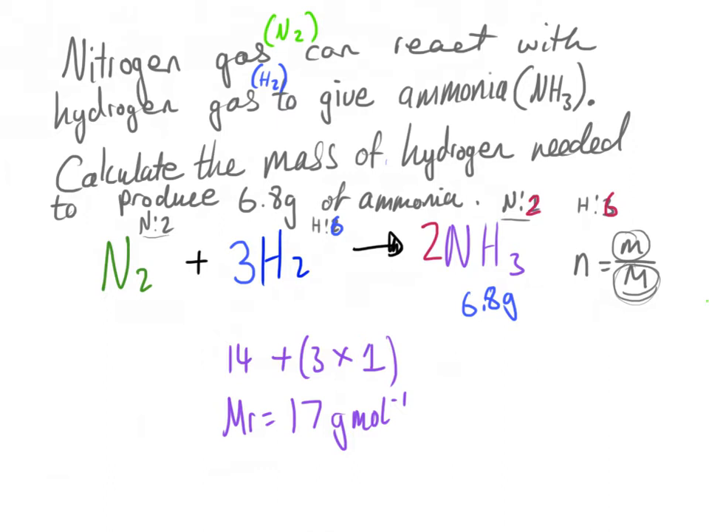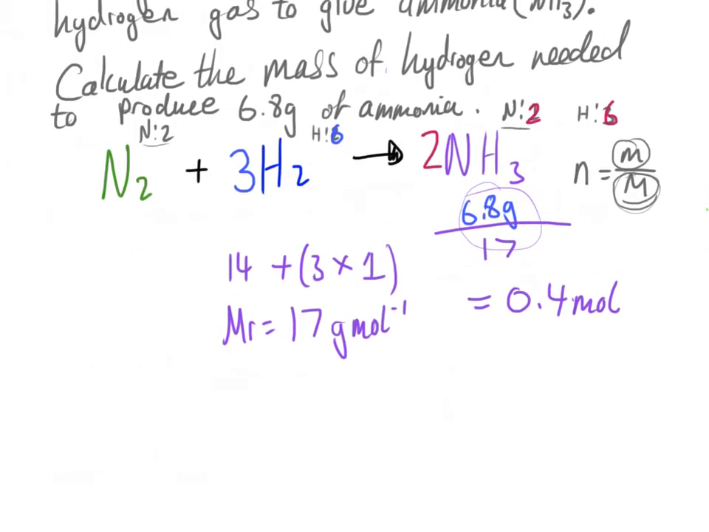Now we can use that 17 alongside this 6.8. To work out the number of moles, we divide the mass, 6.8, by the molar mass, which is 17. So 6.8 divided by 17 equals 2/5, which is 0.4. So there's 0.4 moles of NH3.